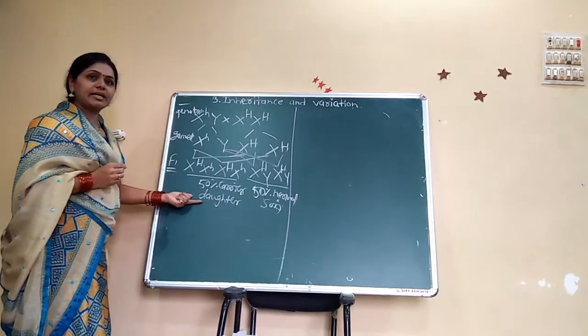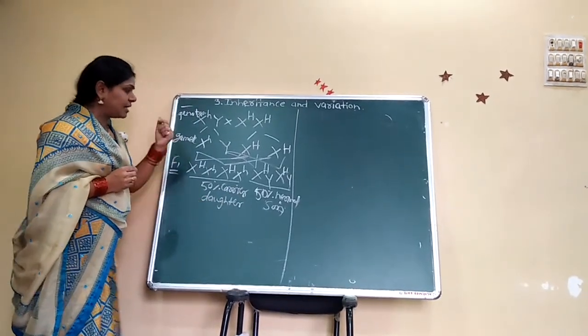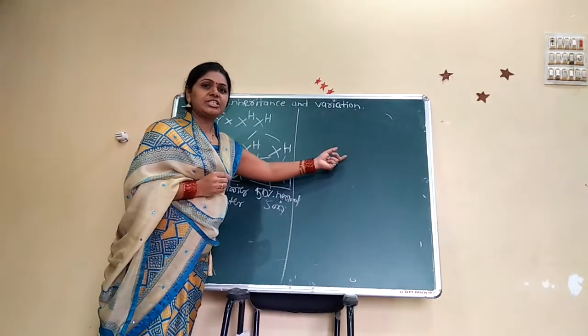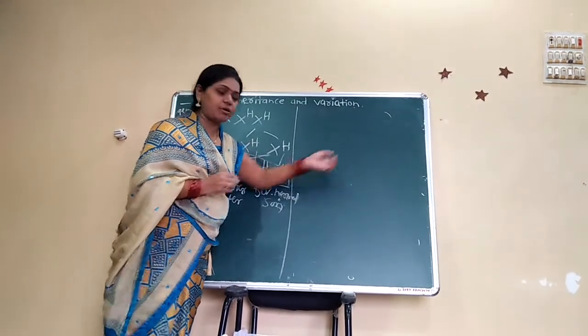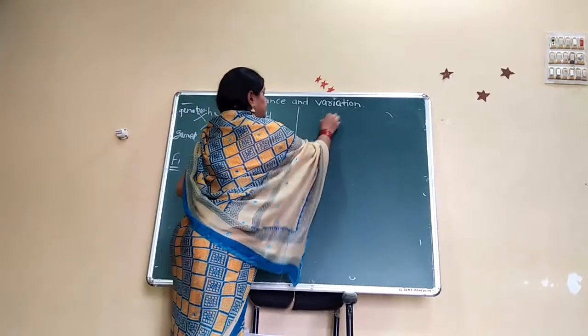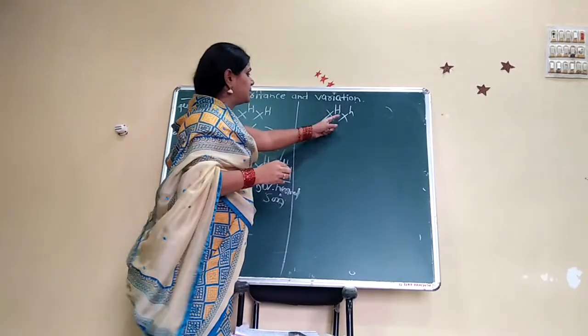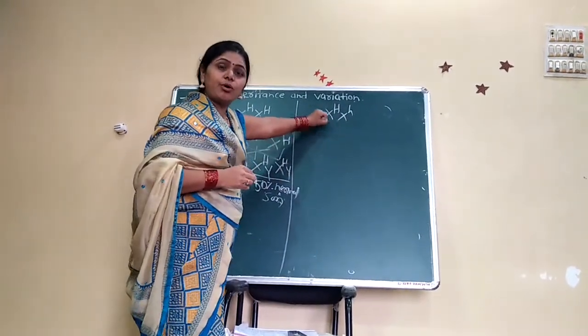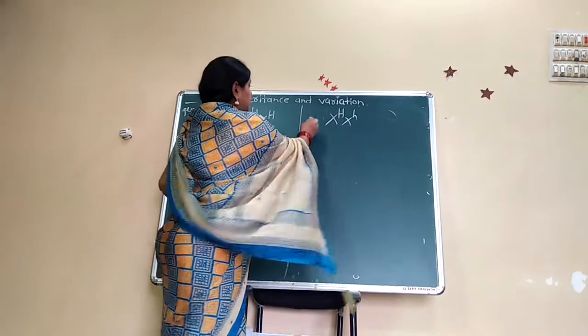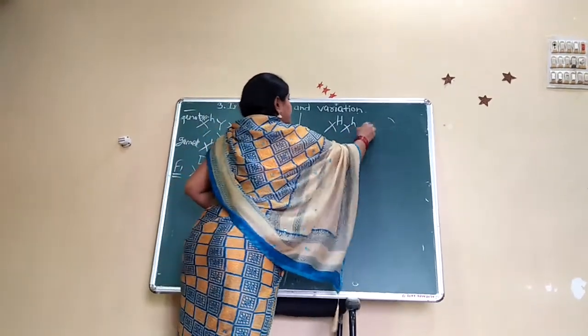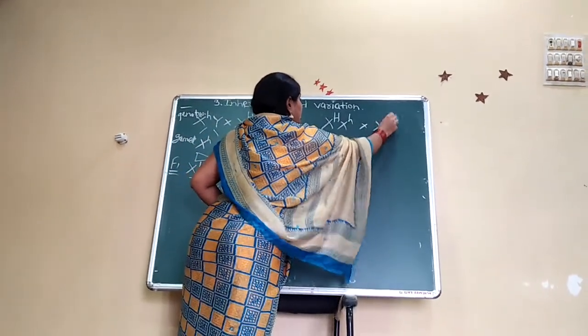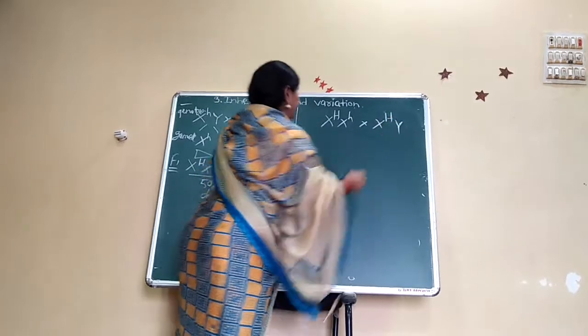When this carrier female is crossed with a normal male, because she is a carrier, she is not diseased, only a carrier here, that is crossed with a normal male.